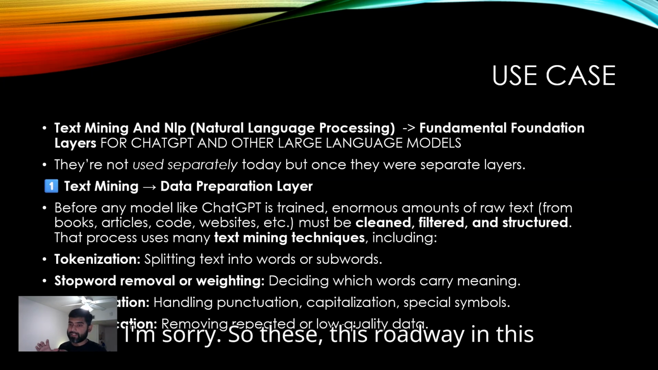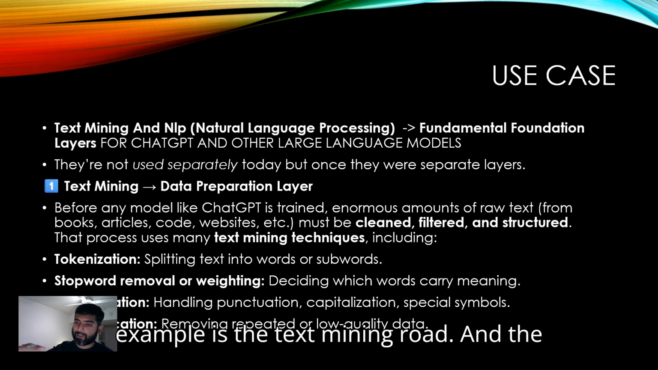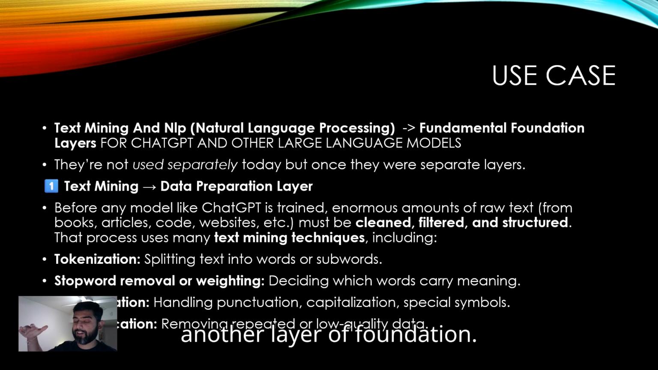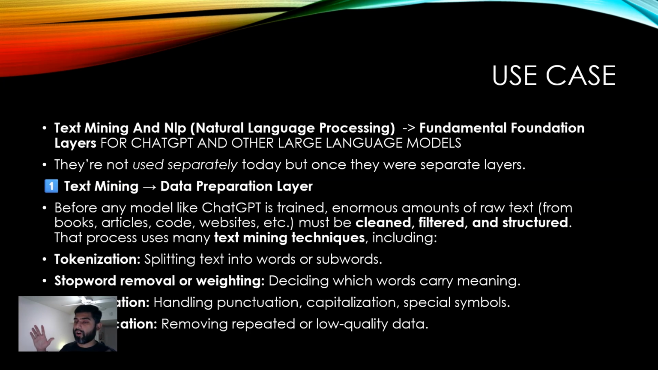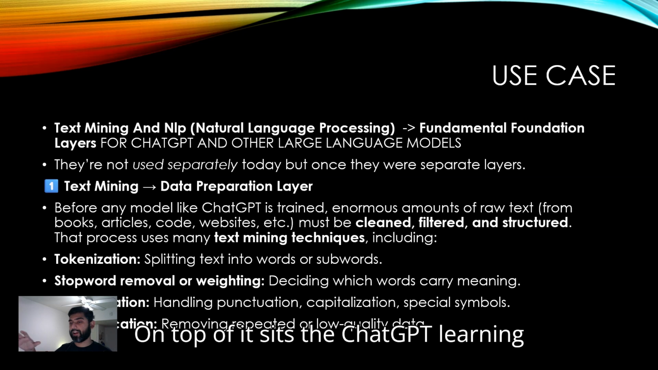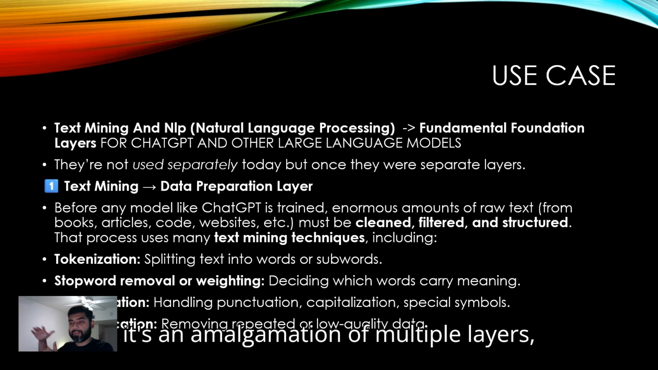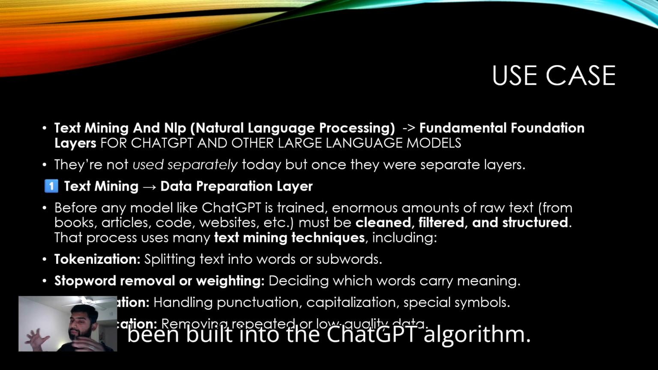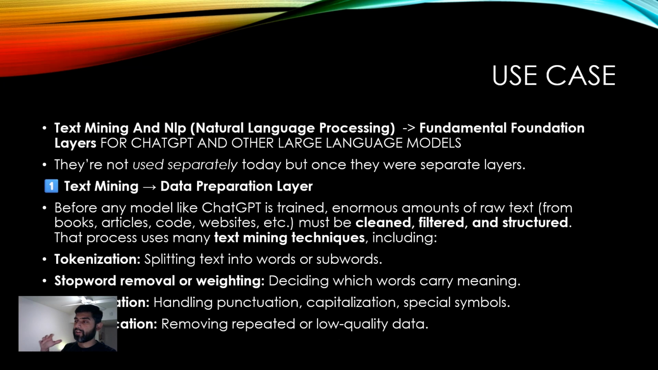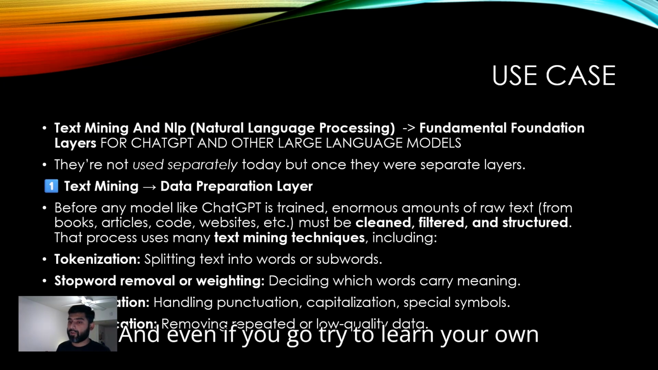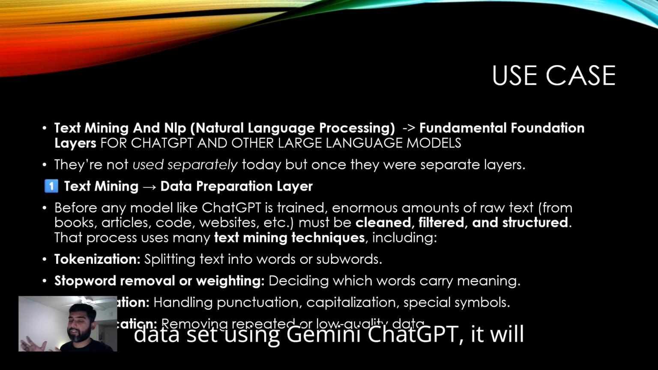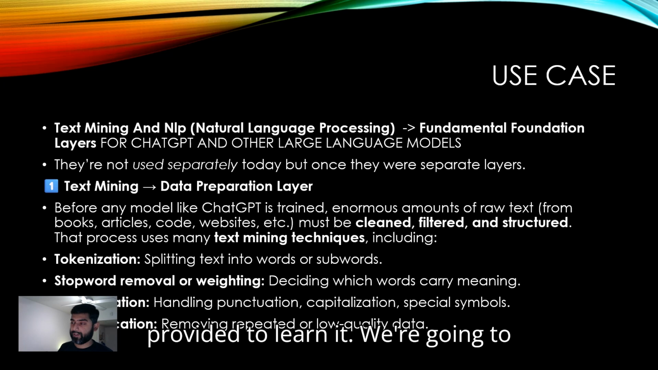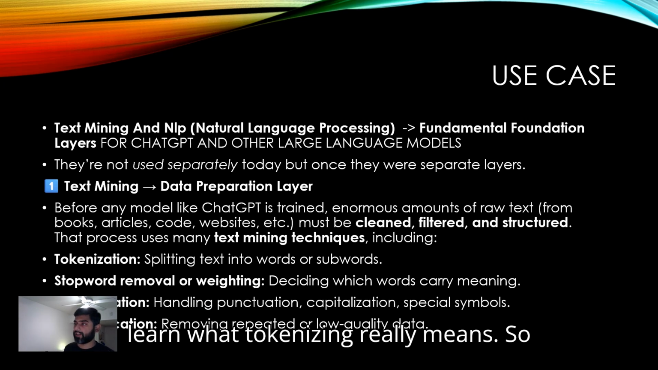So this roadway in this example is the text mining road, and the traffic rule represents the natural language processing that serves another layer of foundation. On top of it sits the ChatGPT learning algorithm that works on deep learning. So it's an amalgamation of multiple layers, which over a period of time has been built into the ChatGPT algorithm. And even if you try to learn your own data set using Gemini or ChatGPT, it will tell you the cost of learning or tokenizing the data set that you have provided. We're going to learn what tokenizing really means.